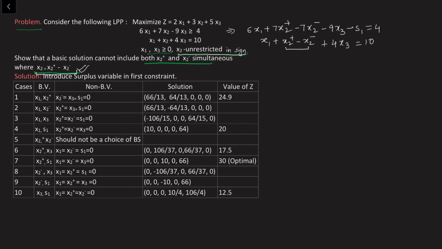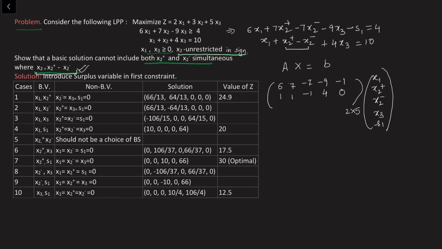Now let's look at what the coefficient matrix can be. I want to write this into this system. So here, let me first write down all the decision variables. These are simply the decision variables. We have in total 5 decision variables and the constraints are 2. So the order is 2 cross 5. The matrix is 6, 1, 7, 1, minus 7, minus 1, minus 9, 4, minus 1, 0. So we see that these are the x2 plus and x2 minus coefficients.